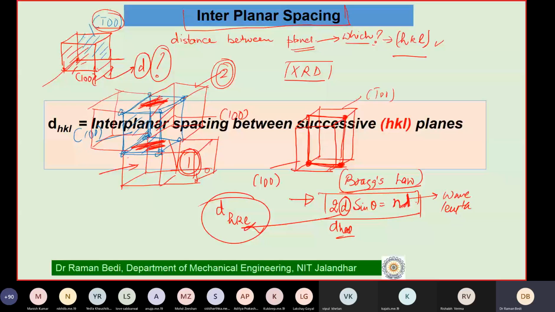Similarly, aluminium will have some different spacing. Can you answer me now, why aluminium and, let us say, iron (Fe) will have different interplanar spacing between 100 and 1 bar 00? Yes sir, the atom size will be different.